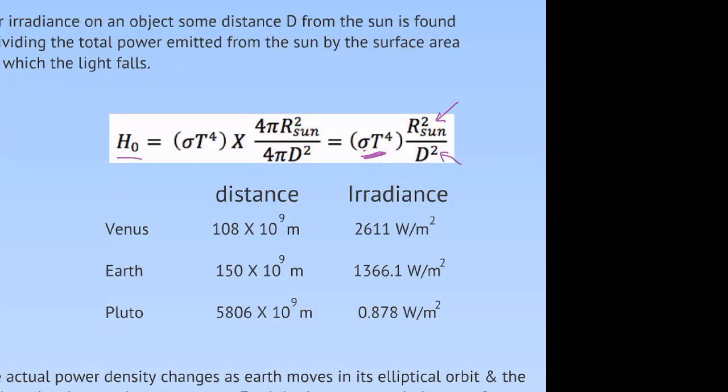If you're on Earth, you'll see 1,366 watts per meter squared. If you're at Pluto, it's very low, 0.878 watts per meter squared. So it really matters. Of course, the distances are very vast, right? We're talking about billions of meters here.